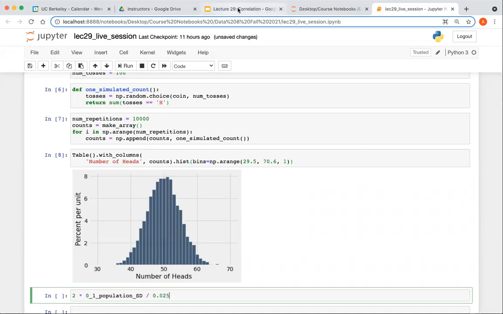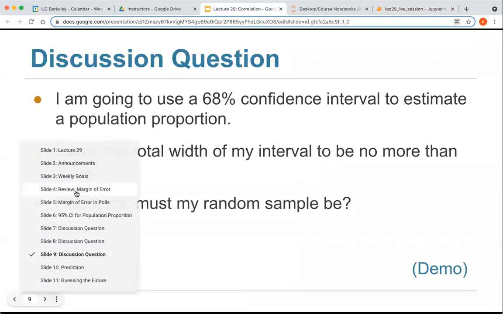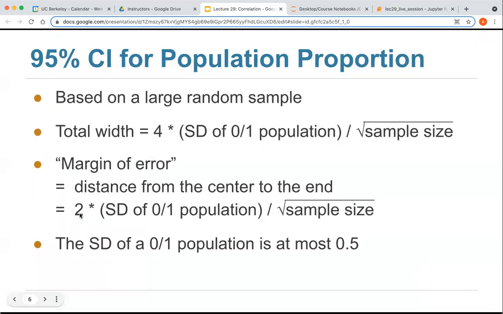Let me take you back to a slide before I do this calculation. Hold on. Okay, so for 95% confidence intervals, the total width is 4 times your sample SD. For a 68% confidence interval, it's 2 times the sample SD. So if you want the sample size, then you just munge this equation, and you have the square root of the sample size is the left-hand side divided by the total width. This is something that we have seen before.